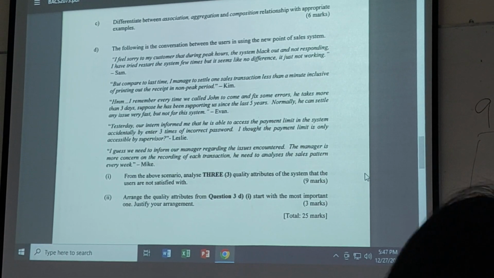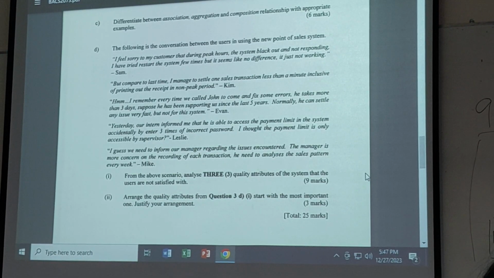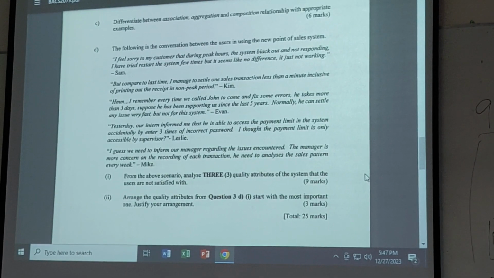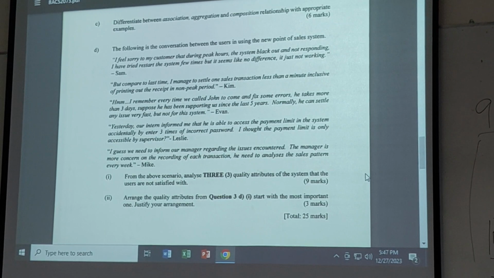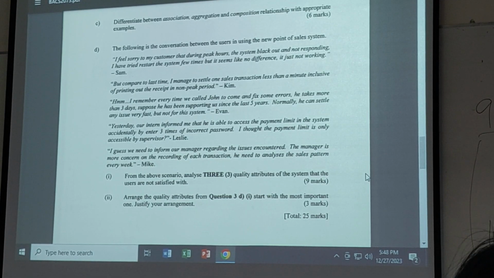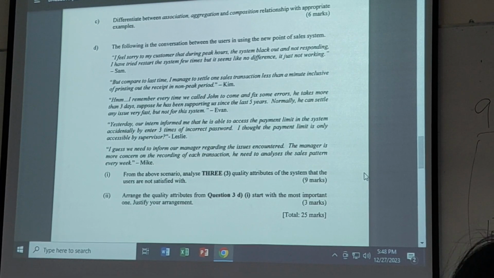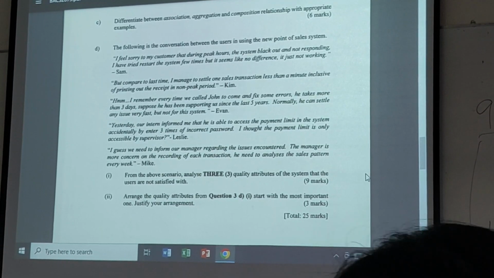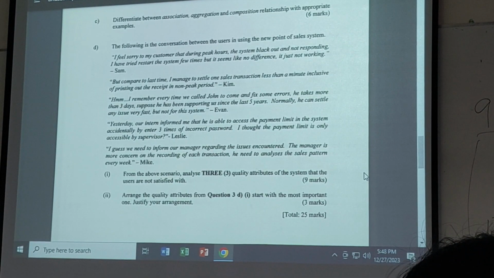Sam says: I feel sorry to my customer that during peak hours the system blacked out and was not responding. I have tried to restart the system several times, but there is no difference. It's just not working. Same complaint. Kim said that, compared to last time, I managed to settle one sales transaction in less than a minute, inclusive of printing out the receipt in non-peak period.